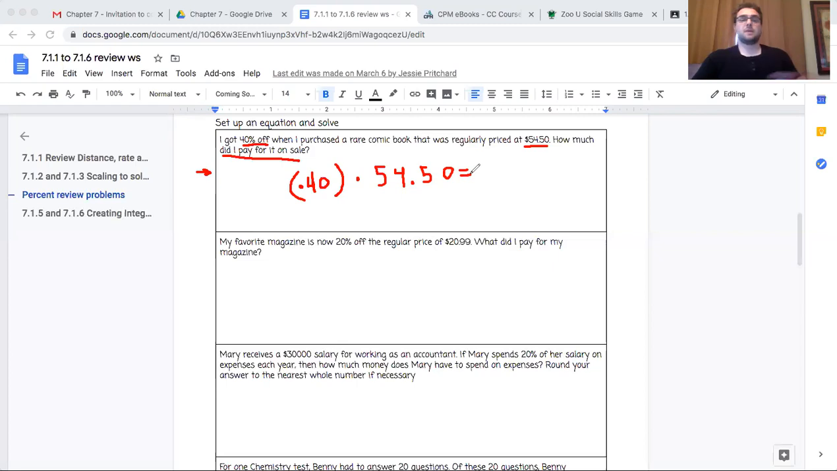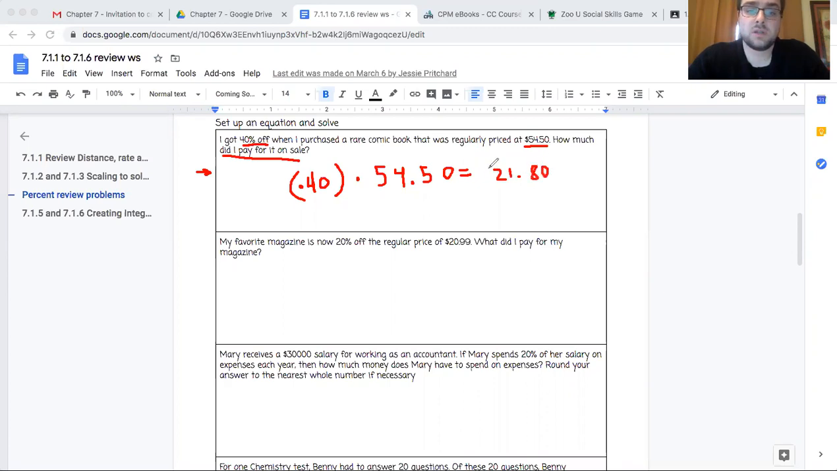I have my calculator here on my phone. You guys can use yours as well. You're going to go ahead and plug that in. So 0.4 times 54.50. Our answer would be $21.80.